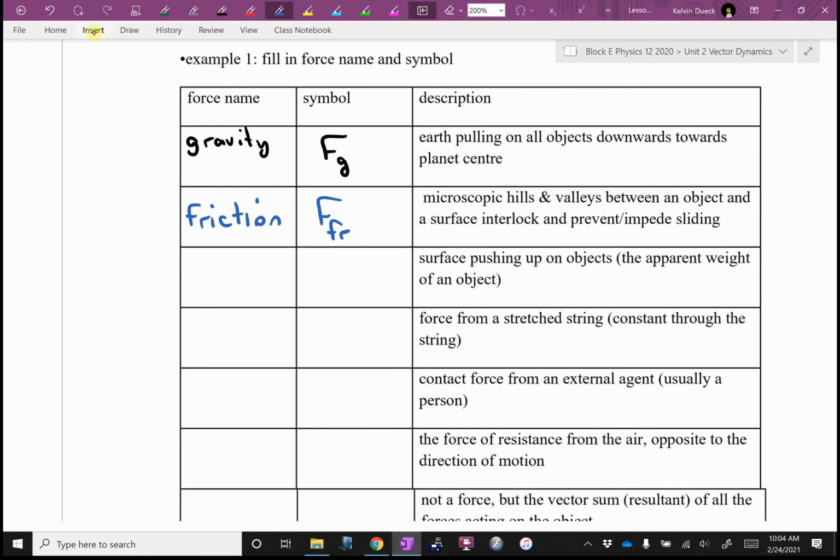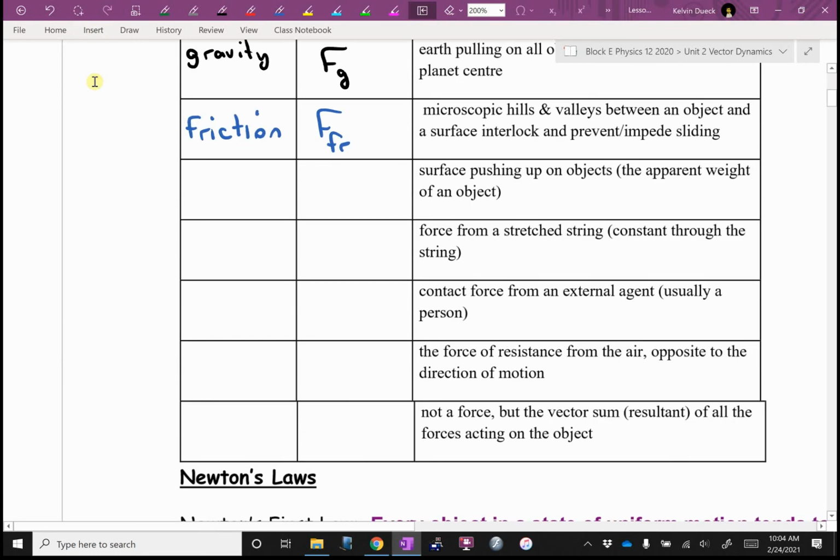What was the name given to the surface pushing up on an object, or a wall pushing out on an object? It was also the apparent weight of an object. The normal force, and this is what all of you think of as your weight. You may see some textbooks just use a big capital N, but to me, N is north and N is newtons. I'll use F with a subscripted N. Okay?